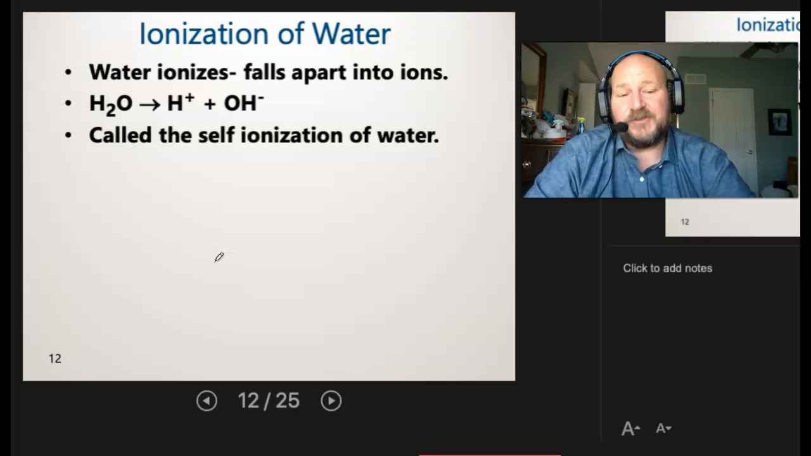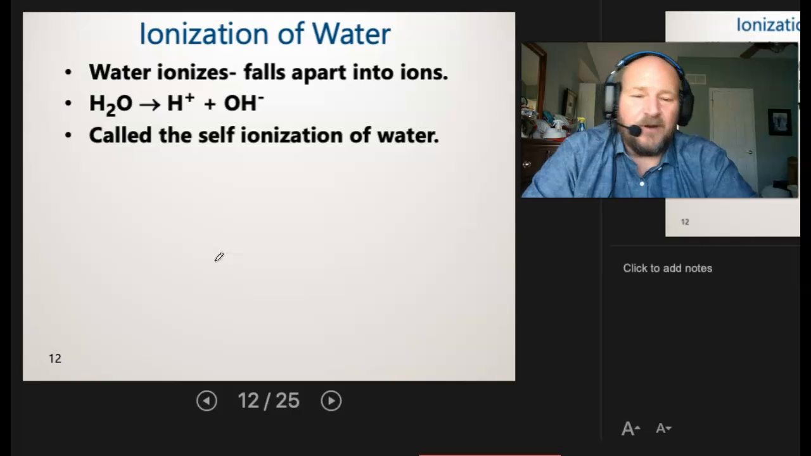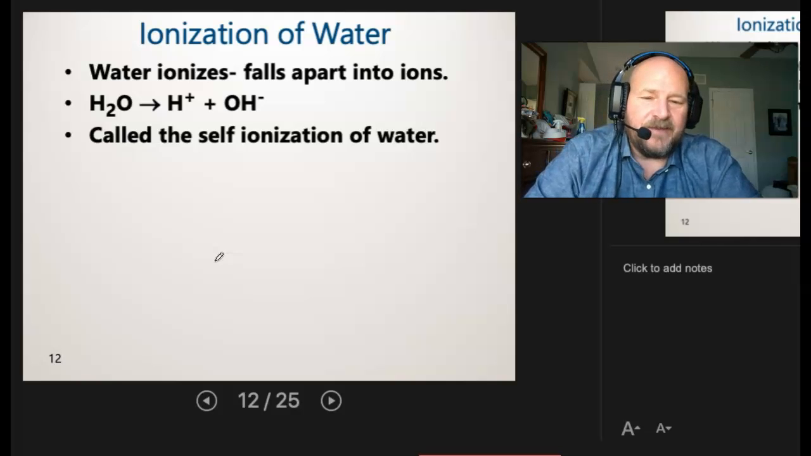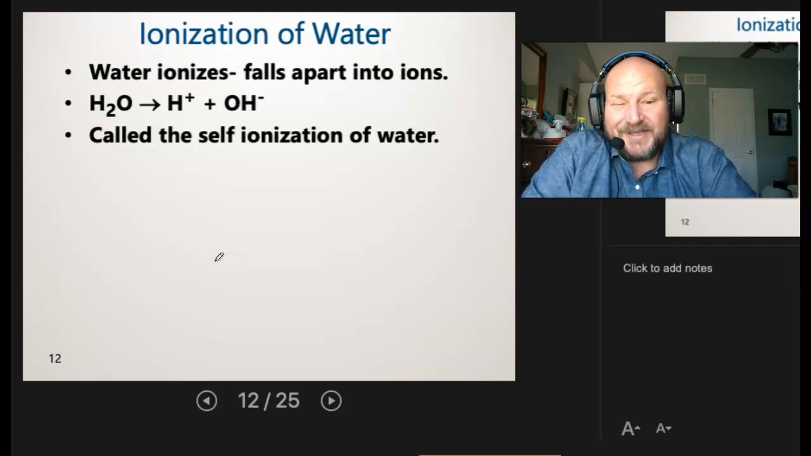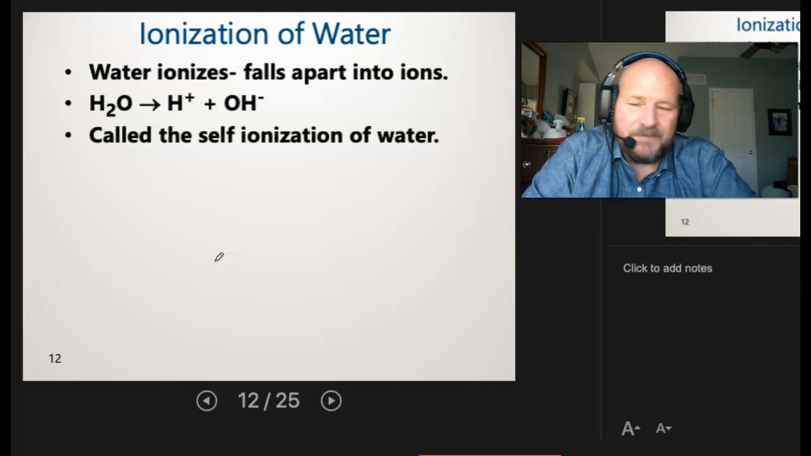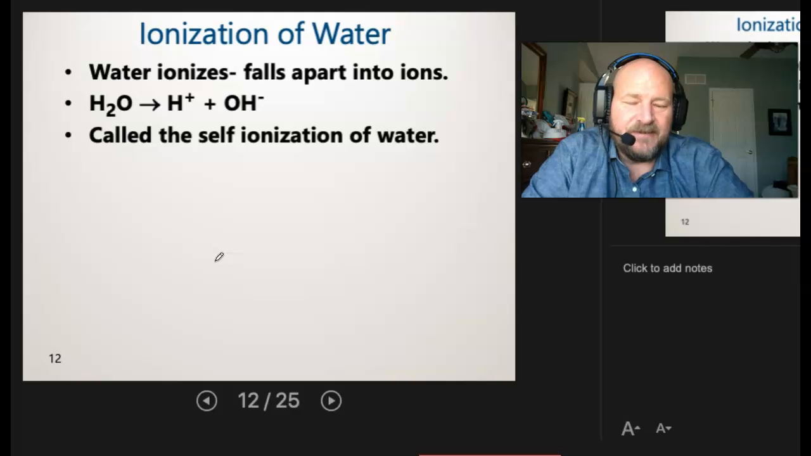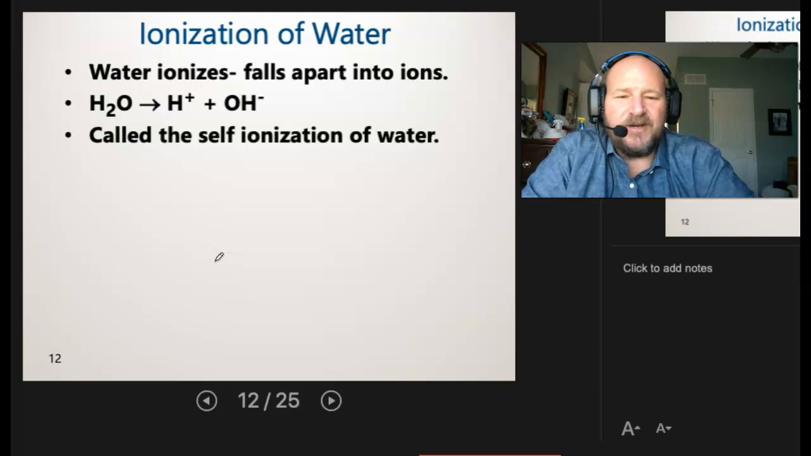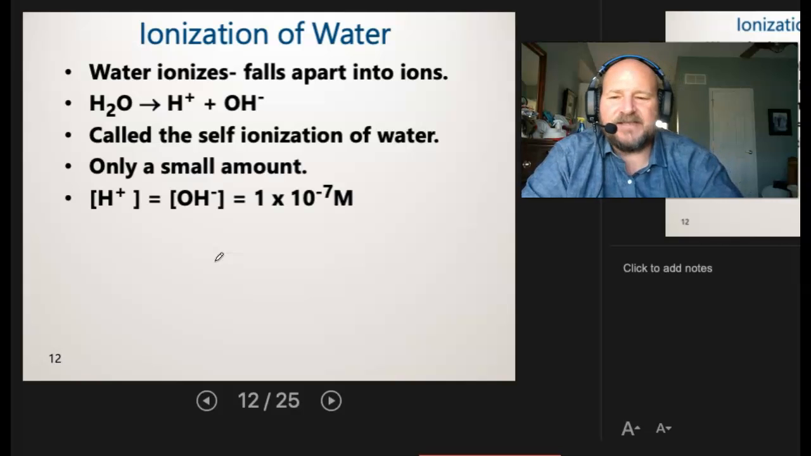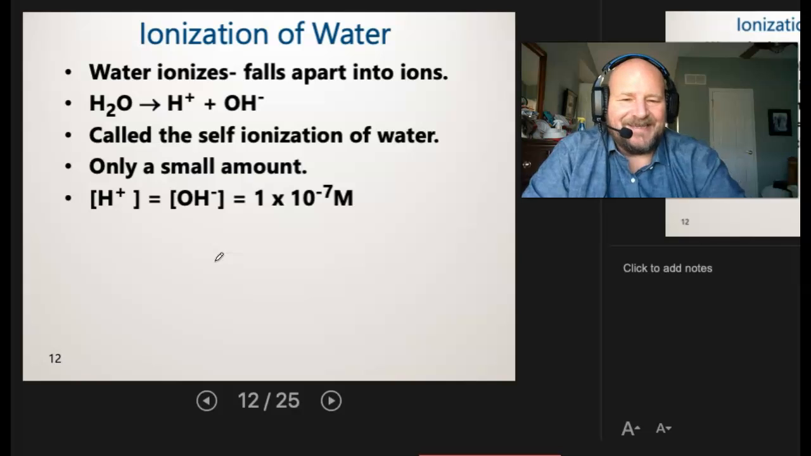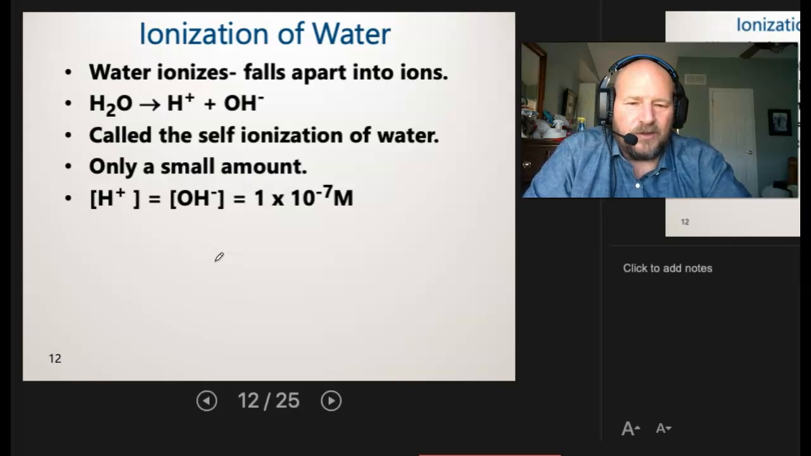So if we did magic school bus ourselves down and we're floating through looking at all the different things in the water, we're mostly going to see water molecules. Every once in a while, we might catch a little glimpse of an H plus and an OH minus. They'd probably stay pretty close to each other, but we wouldn't see that many of them. So it's only a small amount. In fact, it's about 1 times 10 to the negative 7 molar.